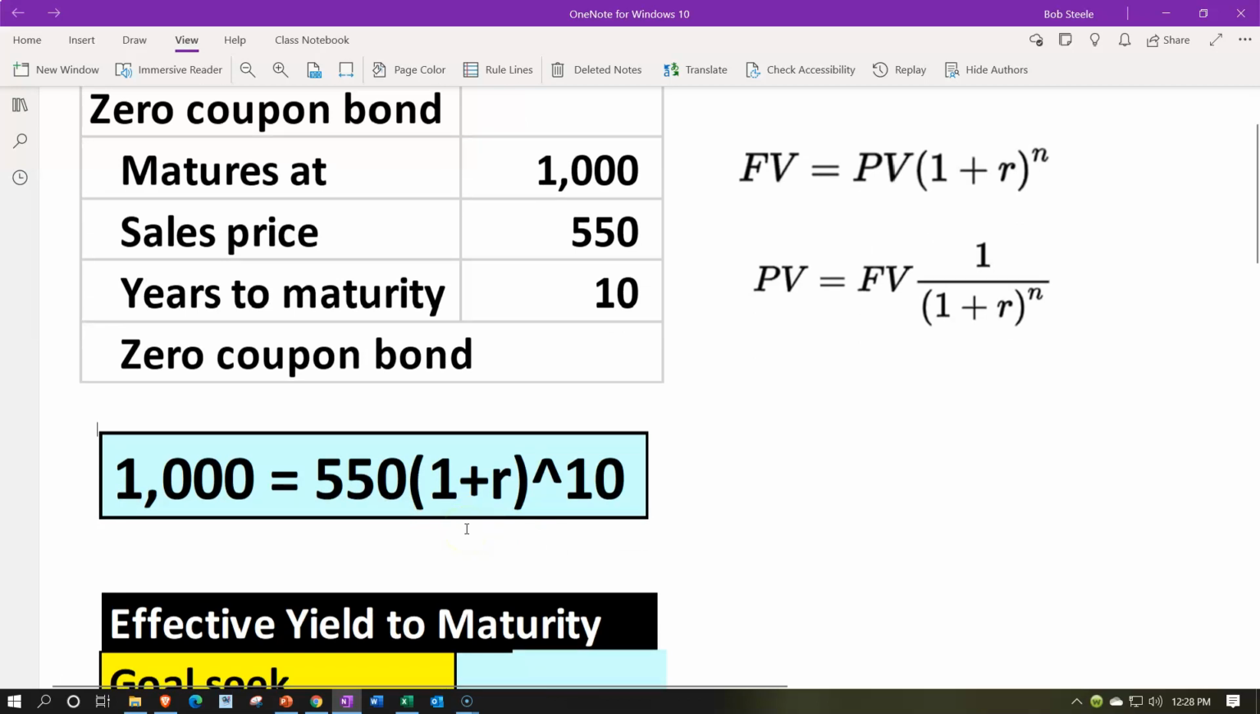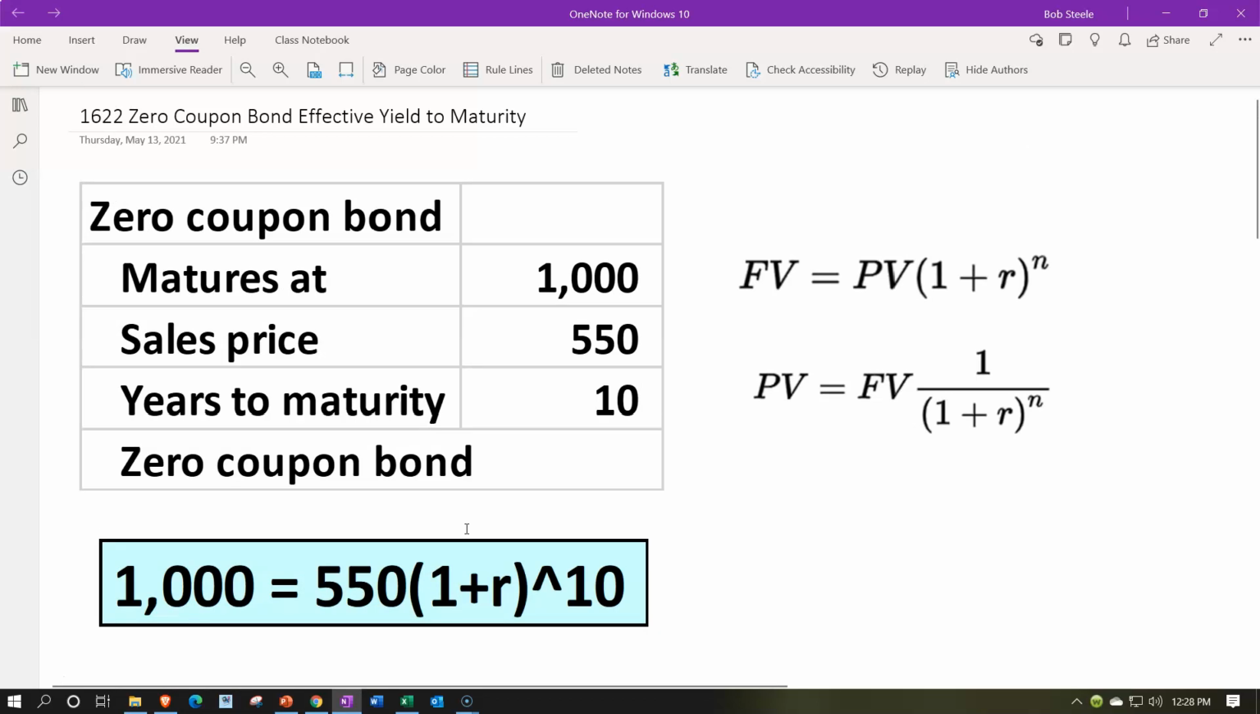I won't go through the algebra here, but that's one way you can set it up. Again, note how much easier it is to do given the fact that it's a zero coupon bond, because if it were a normal bond that also had interest payments involved with it, then we have to take into consideration two present value components, and that makes it a lot more complicated to back into the yield to maturity.